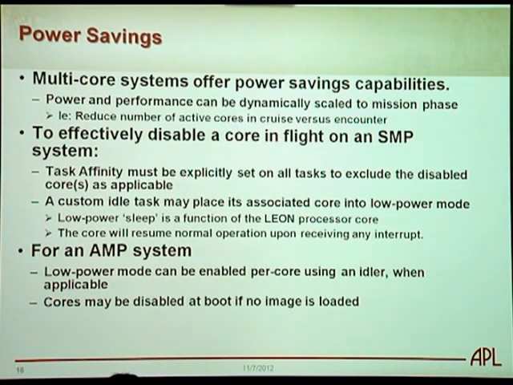The advantage of disabling the cores is you're reducing power and dynamically adjusting the amount of CPU resources you have available. For example, in a cruise phase in the mission, you may have very low CPU resources and only require one core active. Then as you approach your target encounter phase, you can activate additional cores to have the additional CPU resources necessary to do the computing that you need.